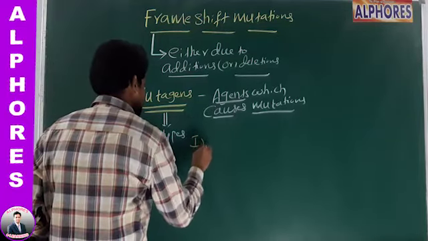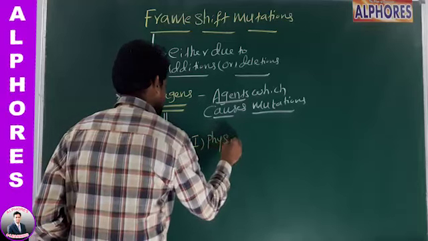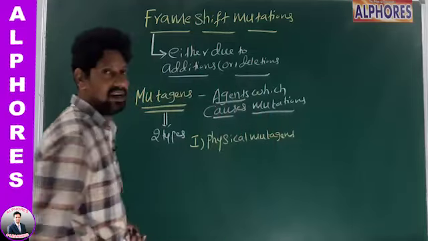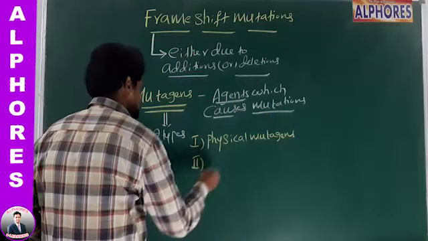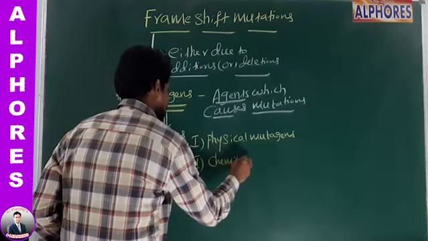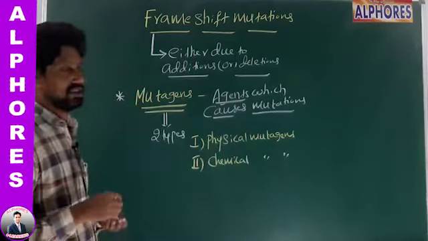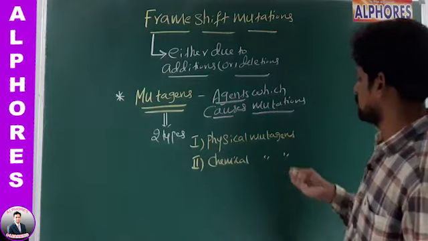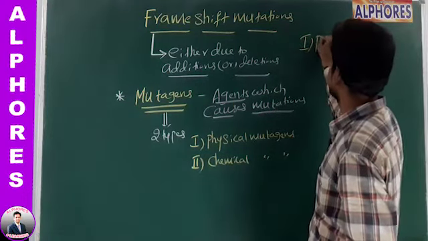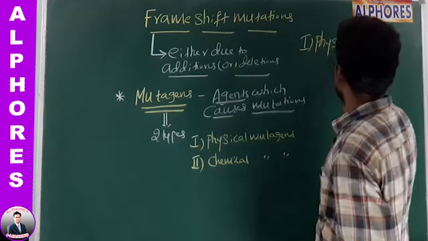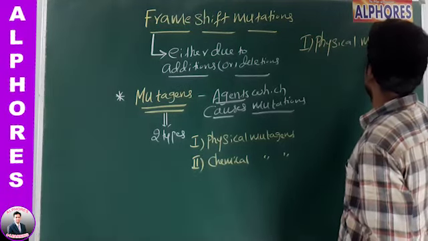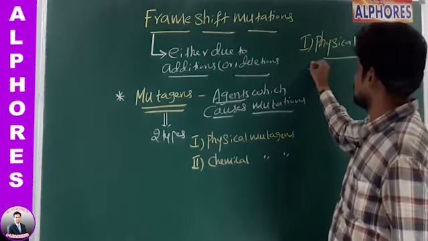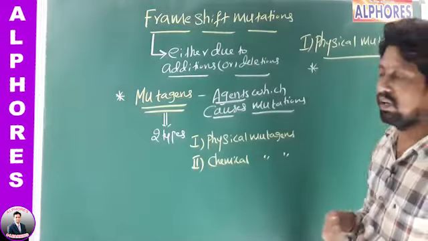The first one is physical mutagens, and the second one is chemical mutagens. Go for the first one, physical mutagens. Physical mutagens are nothing but high energy radiations.